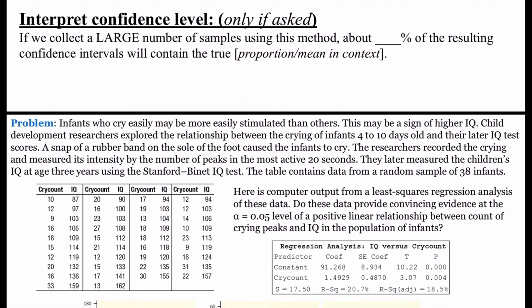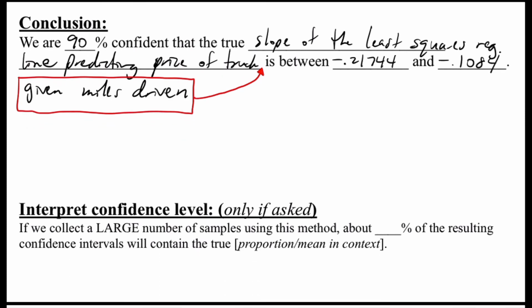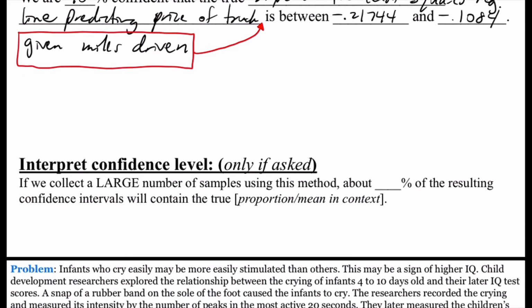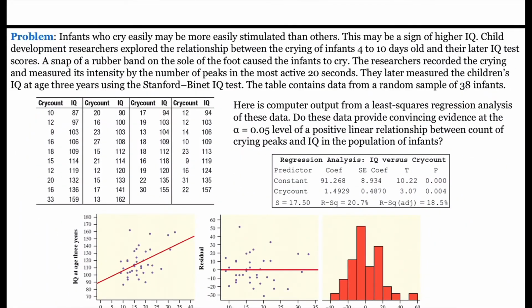All right. If they ask you to interpret the confidence level, this is how you would interpret it. If we collect a large number of samples using this method, about 90% of the resulting confidence intervals will contain the true slope of the least squares regression line predicting price of truck given mile trip. Okay, if they ask you, but they usually won't. It's not part of the test.